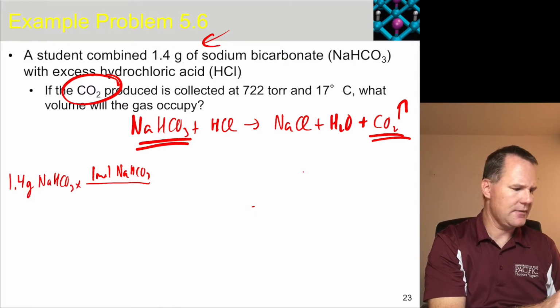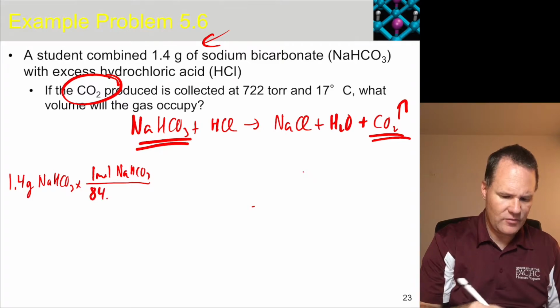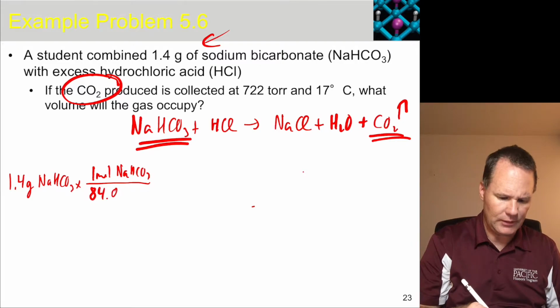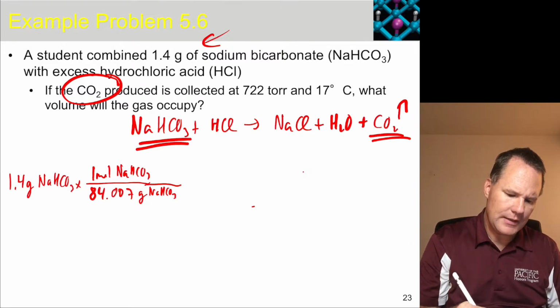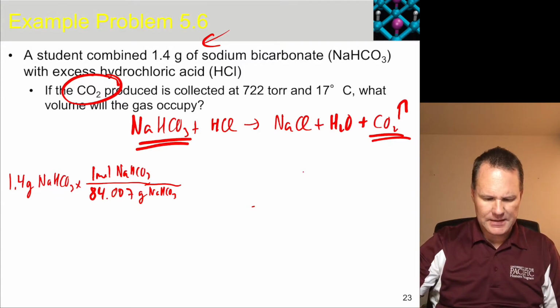1.0107 plus 3 times 15.9994. Okay, so that is 84.007 grams of sodium bicarbonate. Let's just check quickly in my hand. So that's 48, 60, 61, 84 indeed.